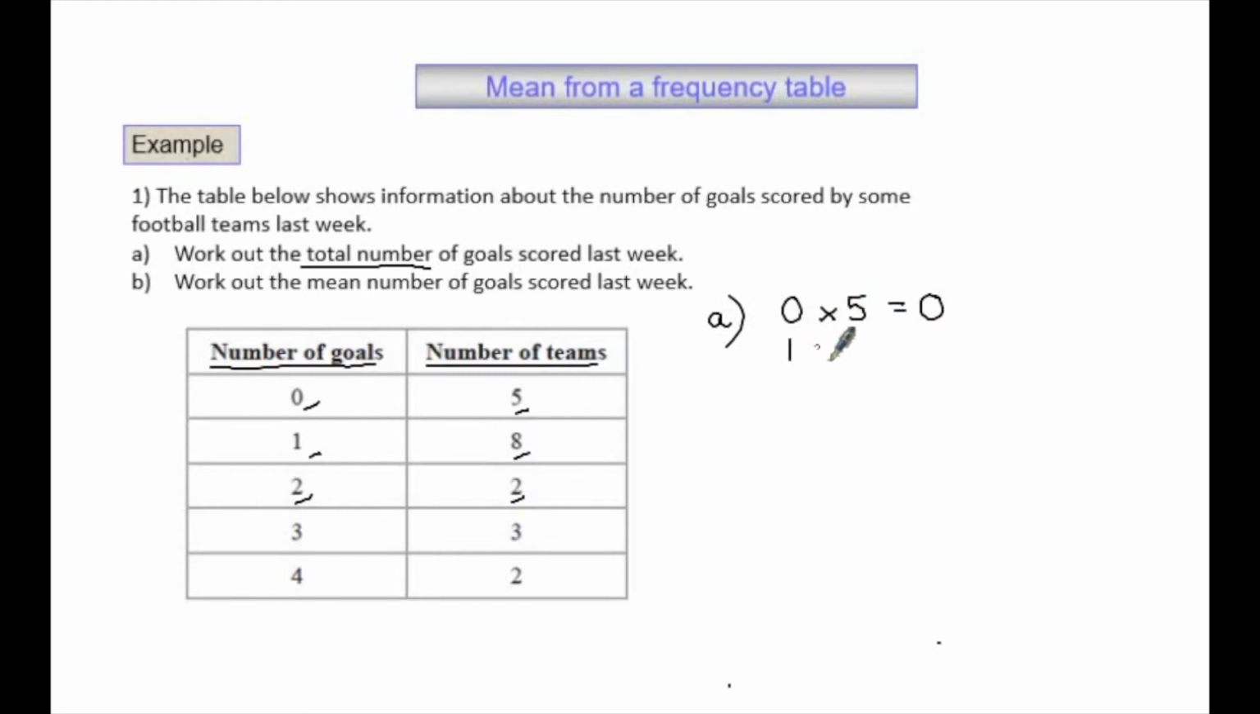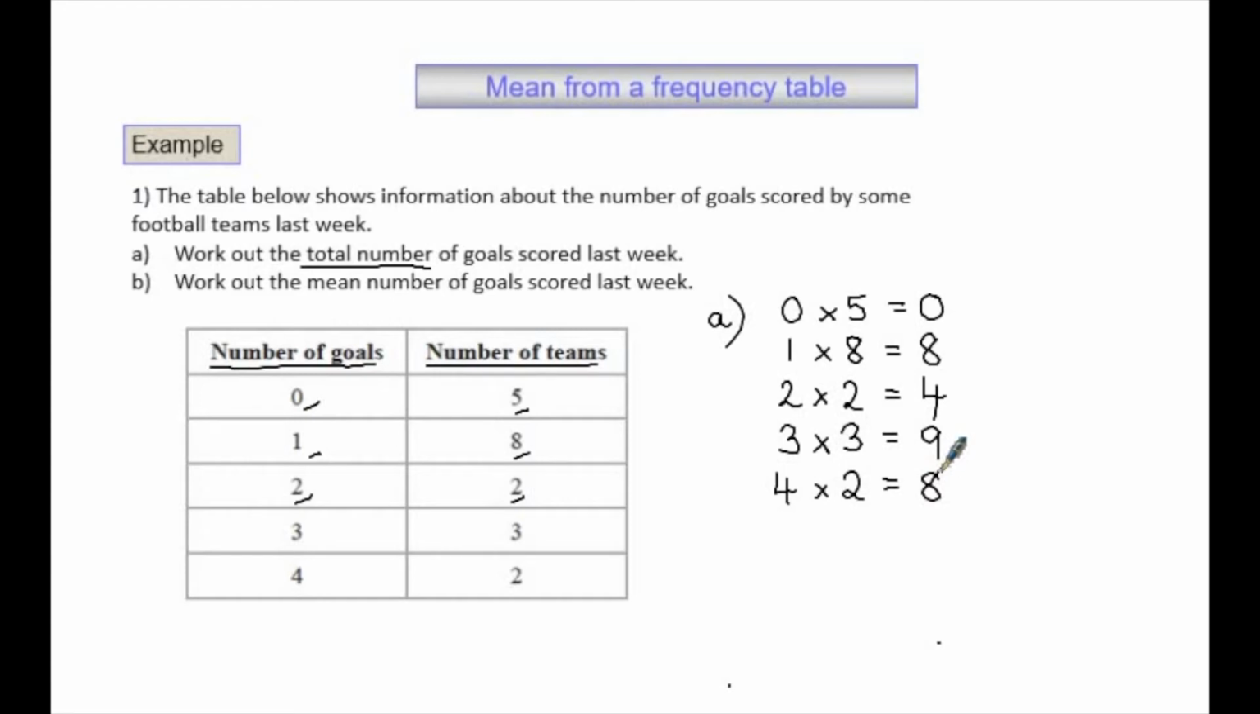Then we have 1 times 8. That gives us 8. 2 times 2, like we said, is 4. And keep going through the whole table. So 3 times 3 is next to give us 9. And 4 times 2 is 8. So that's how many goals were scored.